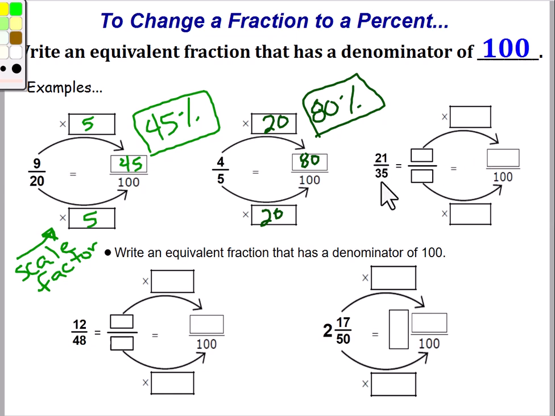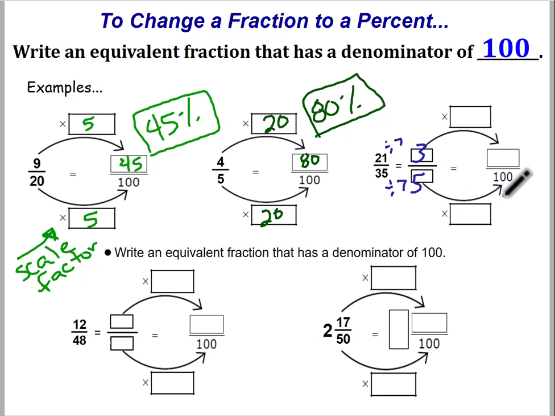So 21/35, we can simplify both by dividing by 3. 21 divided by 3 is 7. 35, oh, I'm sorry. It's not by 3. Did you guys catch my mistake? I hope you caught my mistake. It's not dividing by 3, it's dividing by 7. Sorry. Dividing by 7. 21 divided by 7 is 3. 35 divided by 7 is 5.